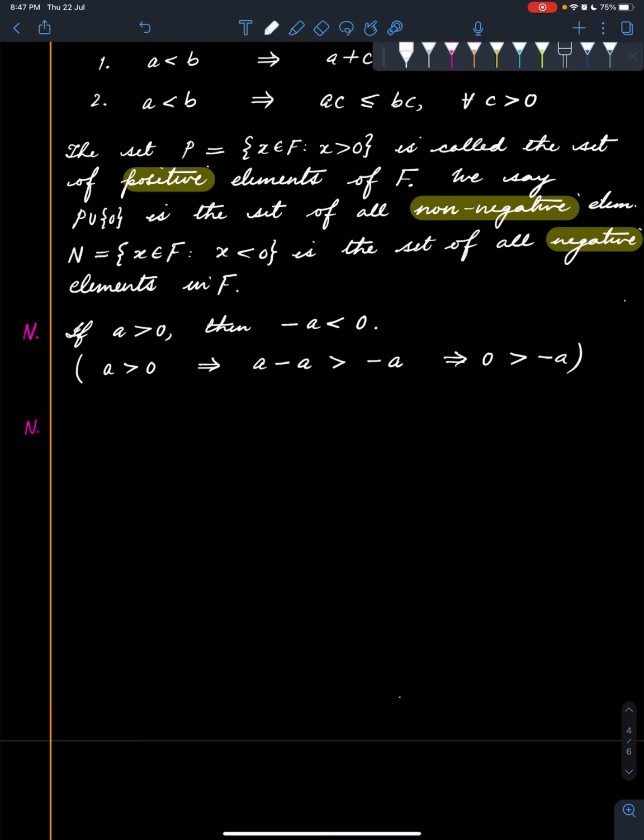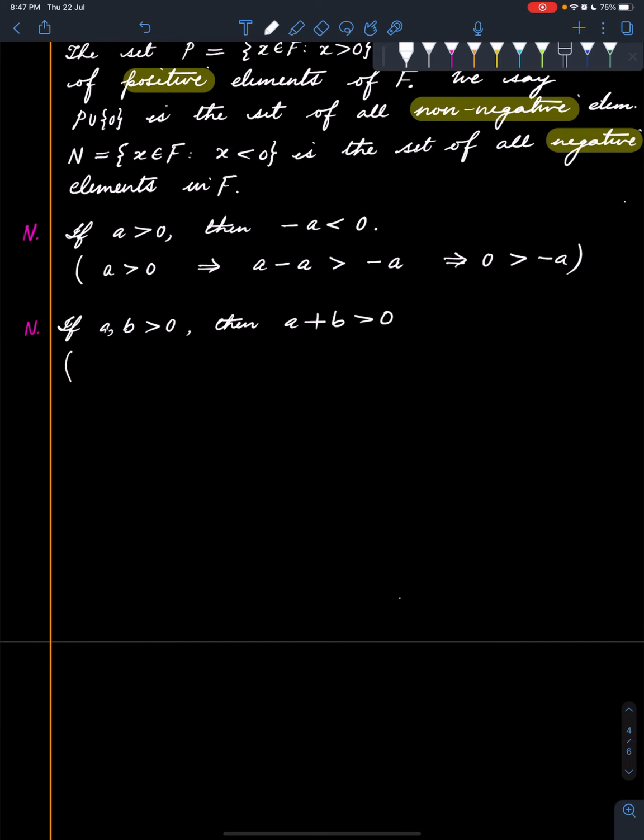Another note is that if A and B are positive, then their sum is also positive. Again, very simple. It's just that A is positive implies, by the first axiom, A plus B is greater than B, but B is also positive, and by transitivity of ordering, we get that A plus B is positive.